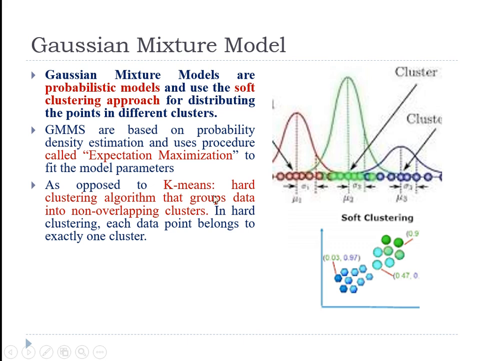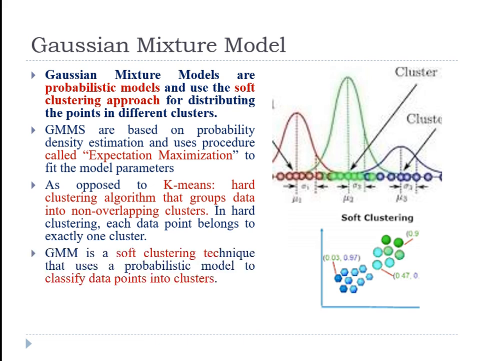So the difference between hard clustering and soft clustering is that in K-means we have hard clustering. That means each data point will belong to exactly one cluster. Whereas GMM, or Gaussian mixture model, is a soft clustering approach where you use probabilistic methods for distributing the points into different clusters. The method used in Gaussian mixture model is called the expectation maximization method. It is used for doing the clustering, and to fit the model's parameters to achieve the best fit. So as I said, GMM is a soft clustering method which uses a probabilistic model to classify the data points into different clusters.